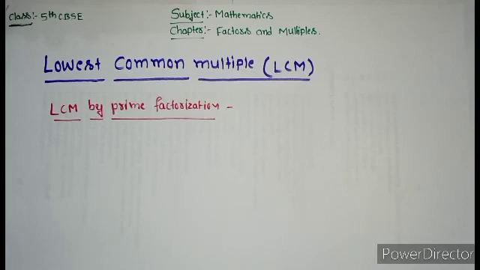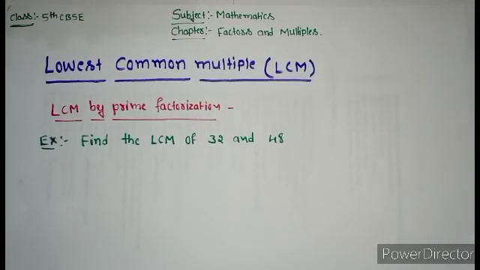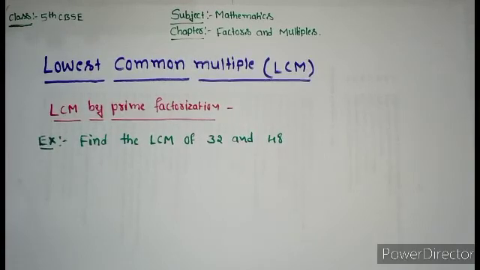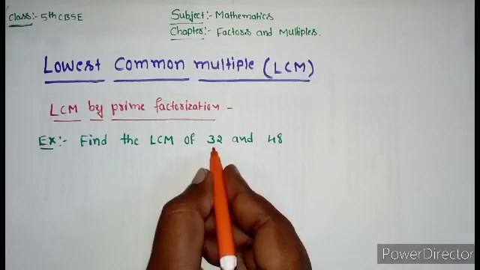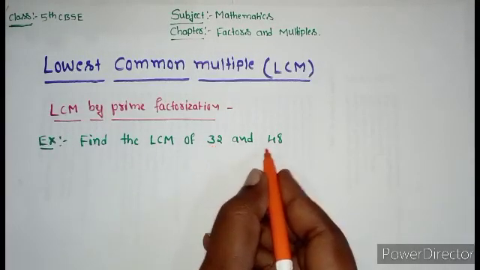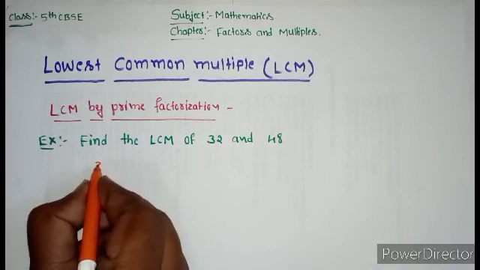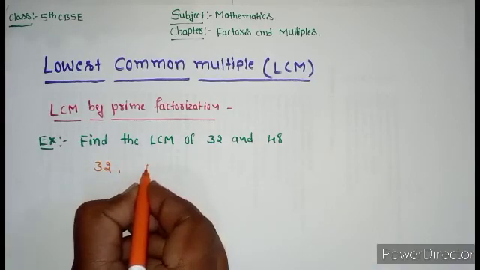Students, in this method, we first list the prime factors of the numbers. Here is an example: find the LCM of 32 and 48. In this method, we first list the prime factors of the numbers, okay, the prime factors of the numbers 32 and 48.